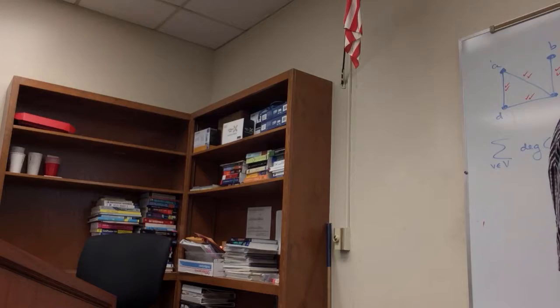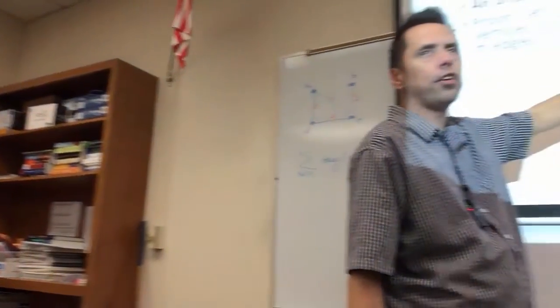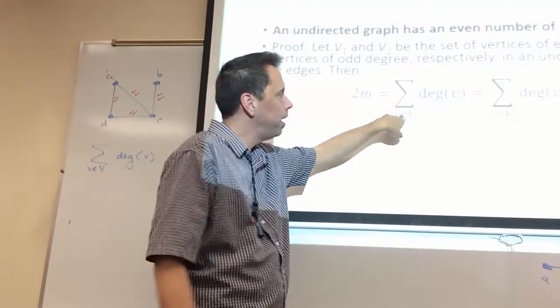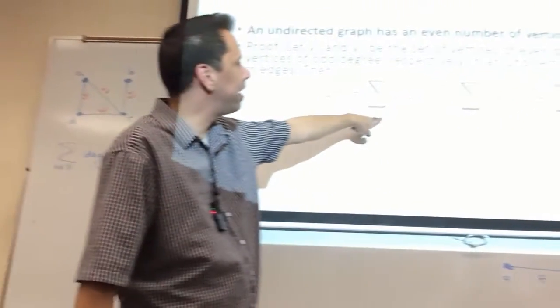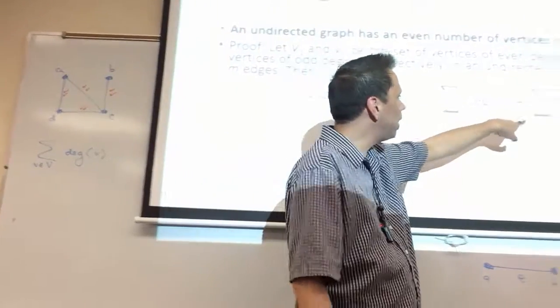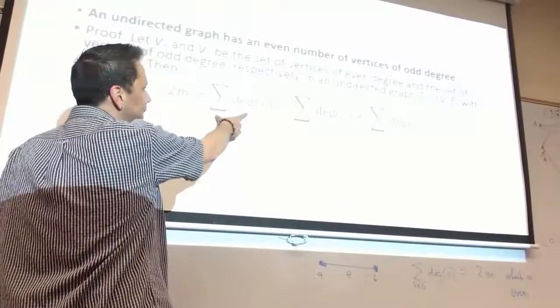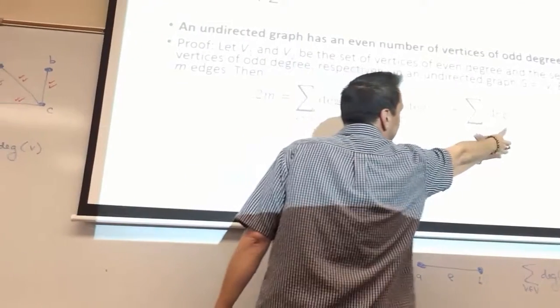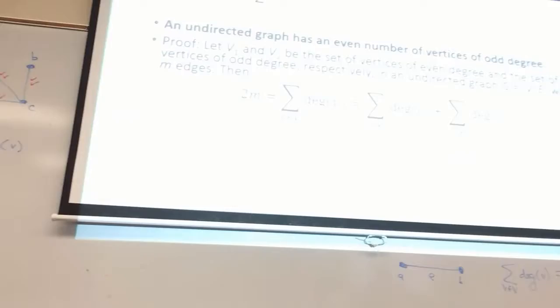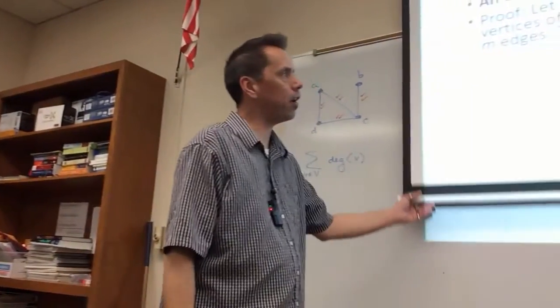Okay. All right, so using the handshaking theorem, 2 times the number of edges is equal to the sum of all the degrees. Okay? And since we have partitioned the set of vertices into V1 and V2, you can separate this sum into the sum of the even degrees plus the sum of the odd degrees. Okay. So here comes the cool part. I can talk you through this part.